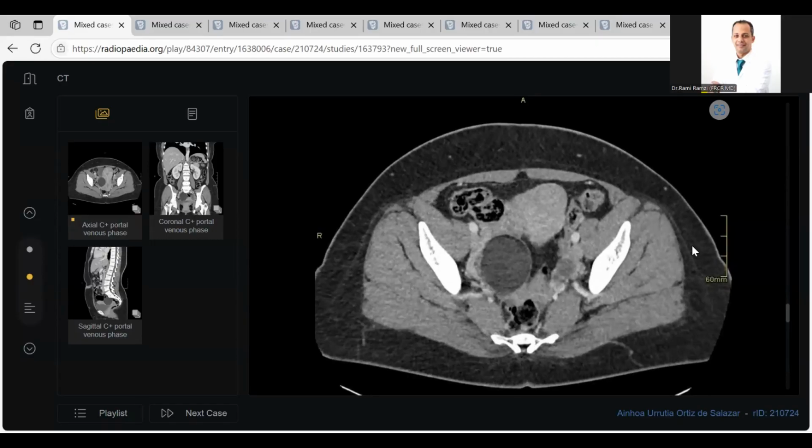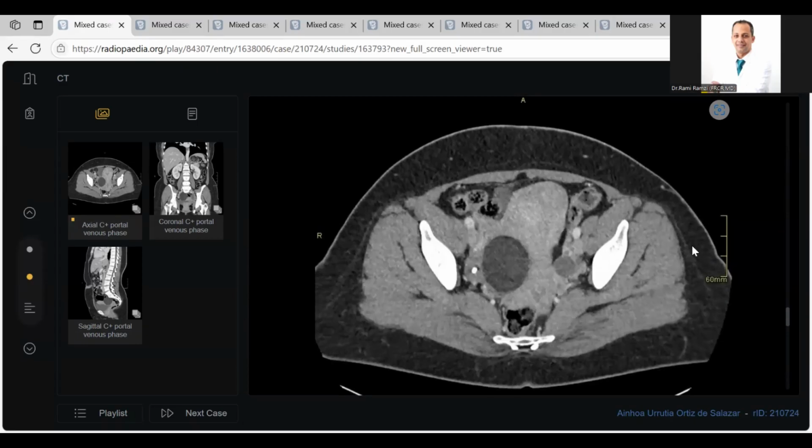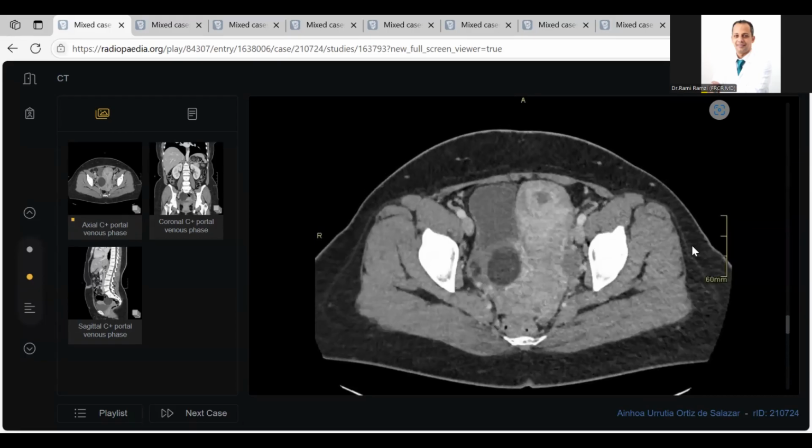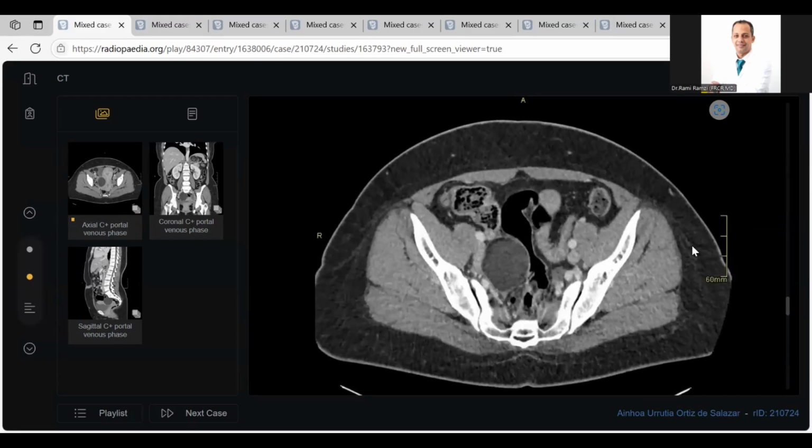My provisional diagnosis would be dermoid tumor, maybe two dermoid tumors. The other side looks unremarkable, so it's unilateral. It appears uncomplicated, no evidence of ovarian torsion or ruptured dermoid, no evidence of aggressive features as well.